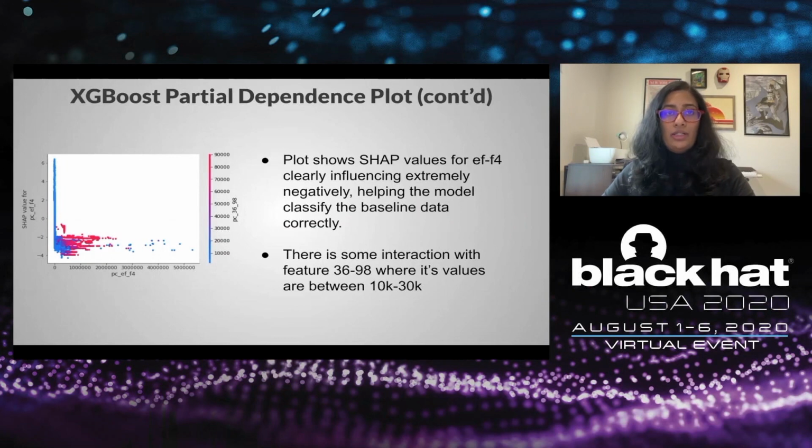And in the right y-axis, you can see another feature, 3698. This shows that EFF4 interacts slightly with 3698, which is the other feature, where the values of the 3698 feature are between 10K and 30K, right? So there is definitely a small interaction going on there, but EFF4, with its huge negative influence on the model, helps it to classify the baseline data points correctly.